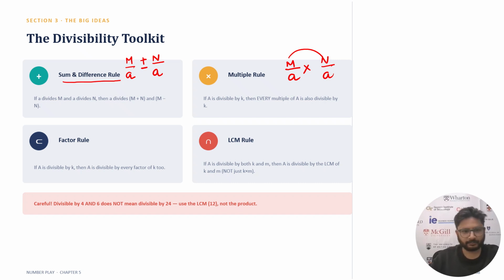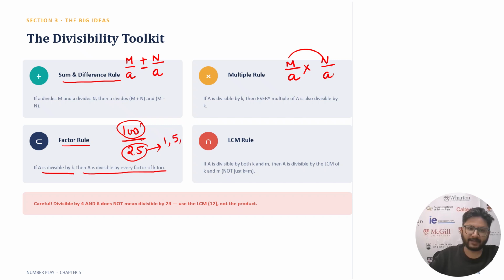Okay. Third rule, factor rule. If a is divisible by k, then a is divisible by every factor of k. If there is a number, let's say 100, and it is divisible by 25, then 100 will be divisible by all the factors of 25, which are 1, 5, and 25, right?